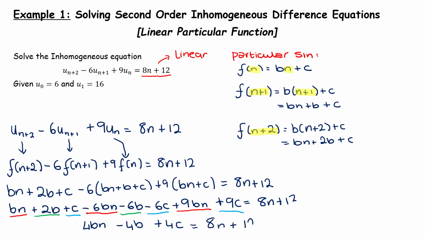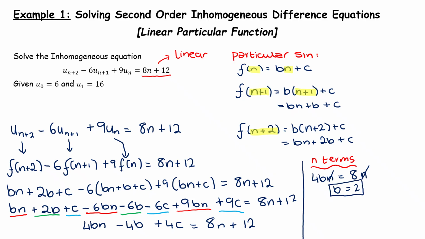So what you should be able to see now is that if we talk about just the n terms, we know that the n terms have to equate. So that means 4bn has to equal 8n. Ignore those n's, we don't care about them, and that means b must equal 2.